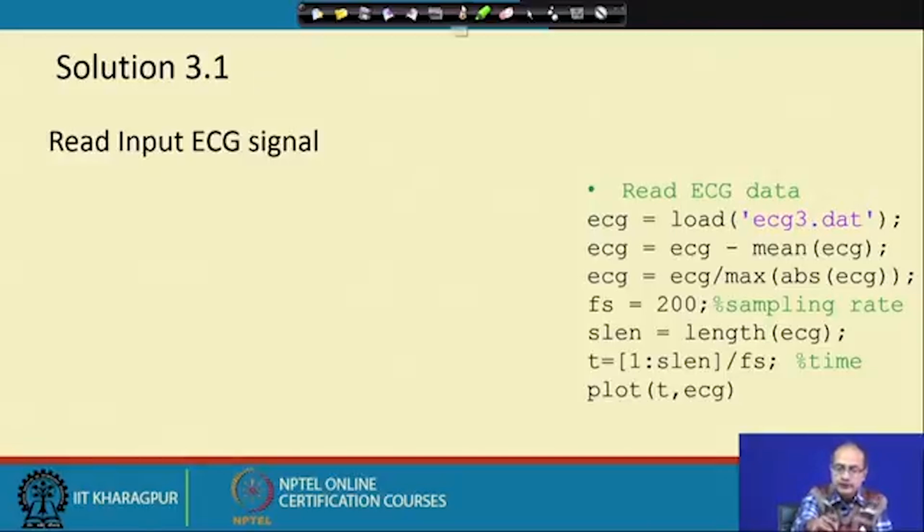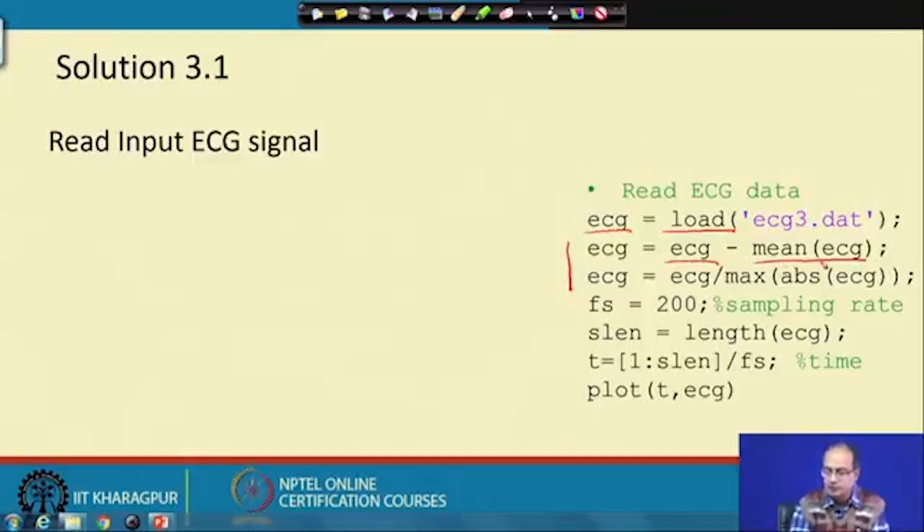Here, first we load the data in a variable named ECG, and then we try to normalize that. The second and third lines are for the normalization. First we make the signal zero mean, so we subtract the mean from the ECG signal, and then we divide it by the maximum absolute value. The ECG signal now has to be restricted within -1 to +1 after this operation.